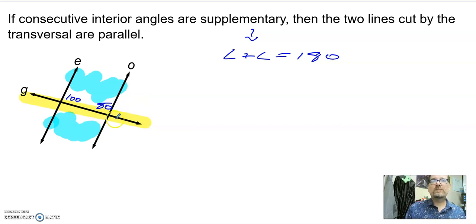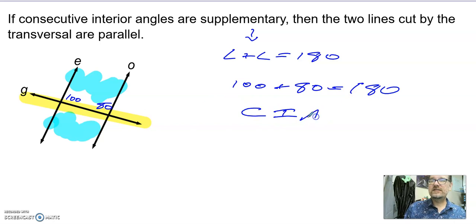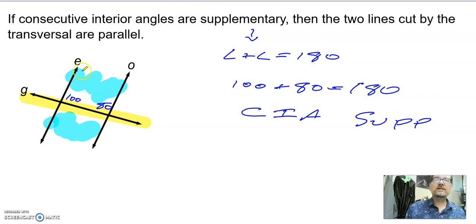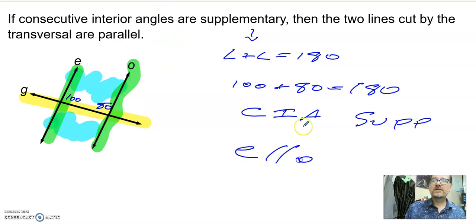So they're both on top, they're both inside. 100 plus 80 equals 180. So my consecutive interior angles are supplementary, which means, let's highlight this, E is parallel to O. I know that because the consecutive interior angles are supplementary. If consecutive interior angles are supplementary, we've got parallel lines.